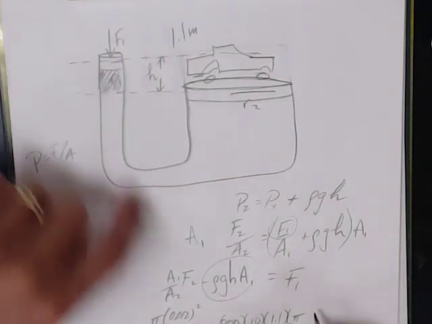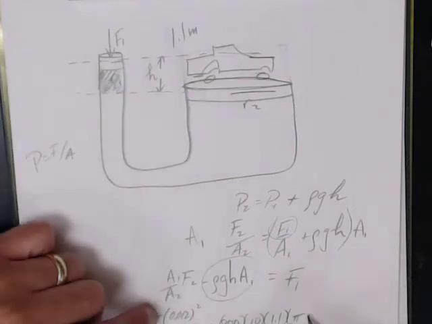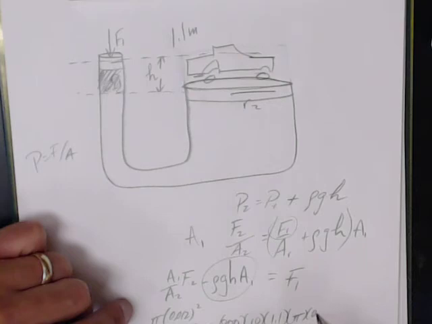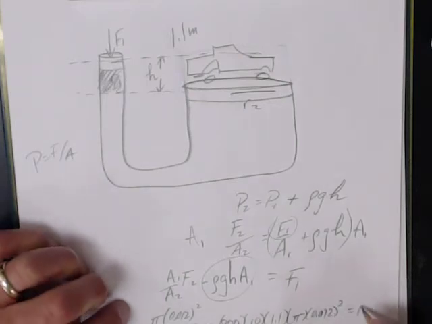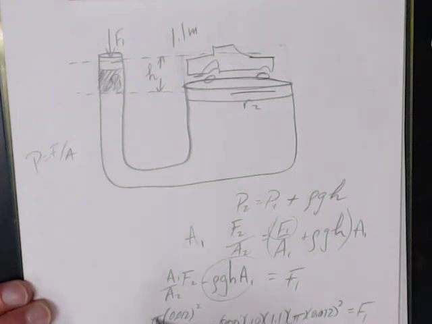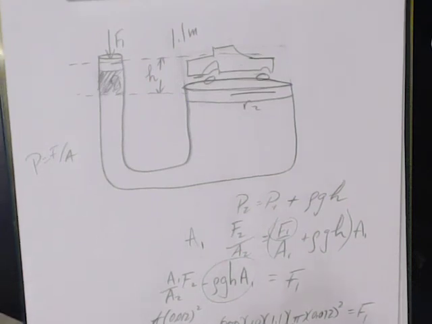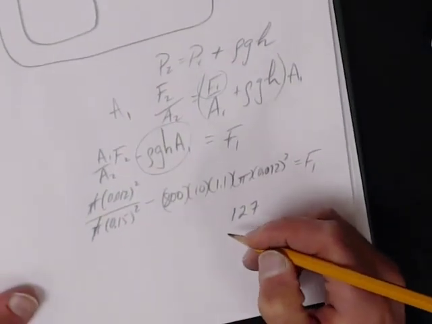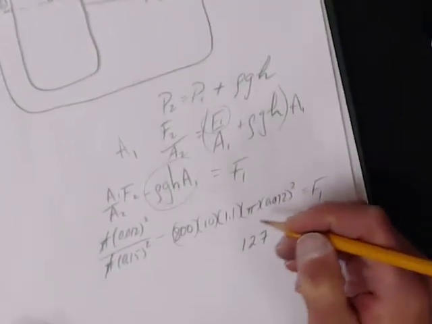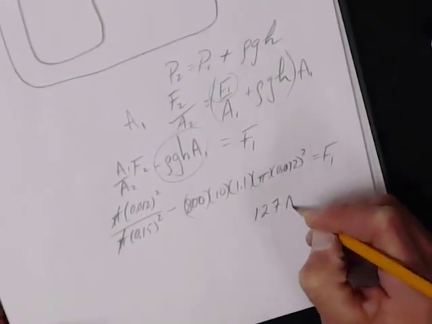pi, area 1 is on top, times 0.012 squared, and that's going to give me F1. These pi's cancel out, but that one does not. You work around a little bit, you end up with 127 newtons.